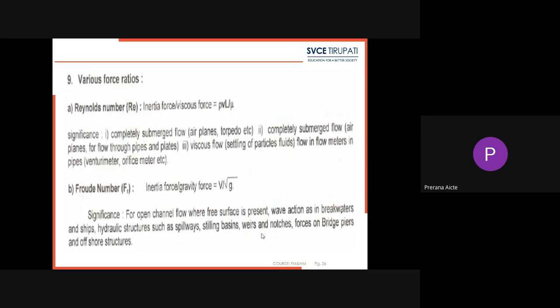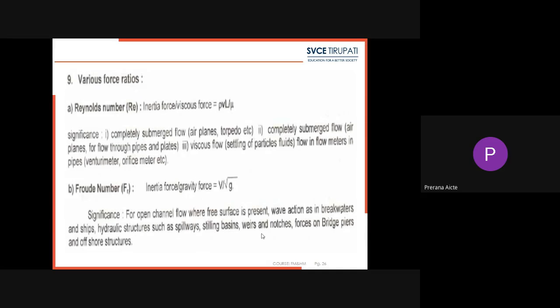The next topic is various force ratios. The various force ratios have some names, and these are called dimensionless numbers. The dimensionless numbers are the Reynolds number, Froude number, Cauchy number, Weber number, Euler number, Mach number, etc. Coming to the first one, Reynolds number. Reynolds number is the ratio of inertia force to viscous force. The formula is rho V L by mu.